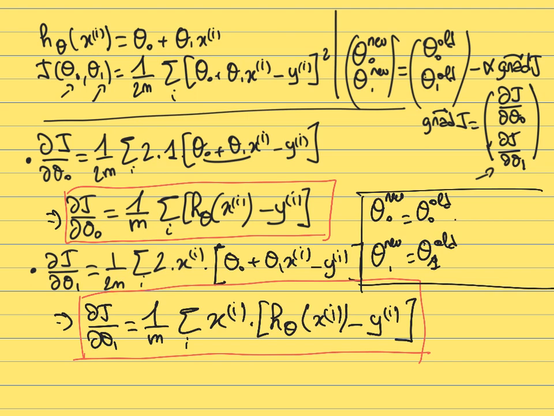So in the case of theta naught, you are going to do minus alpha, the learning rate, times this expression of the gradient that we just calculated, and in the case of theta 1, minus alpha times the gradient with respect to theta 1 that we just calculated. Those two equations must be solved simultaneously. You start with an initial position, you add a displacement which is minus alpha times the gradient, where the gradient is given by those two expressions, and this gives you a new position.